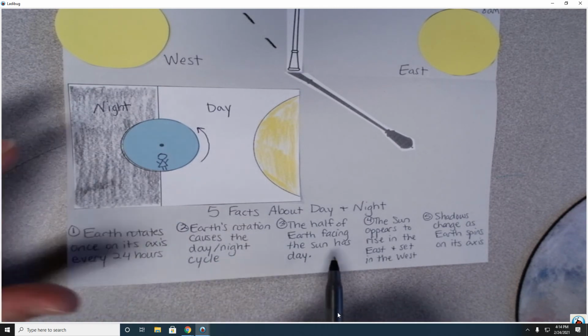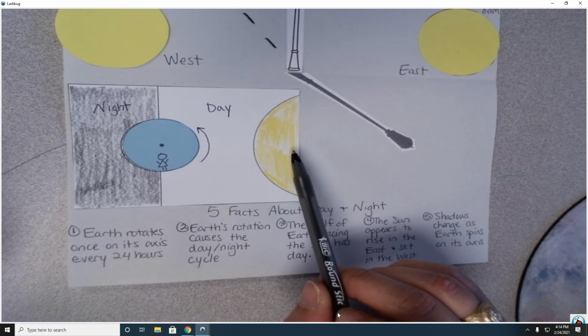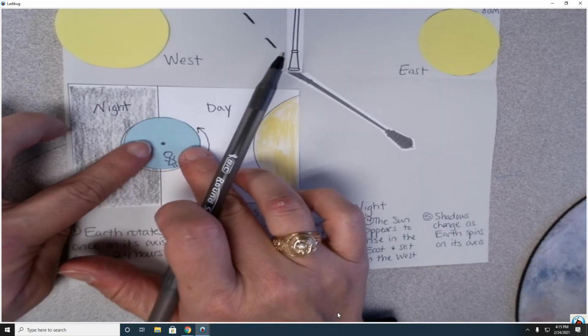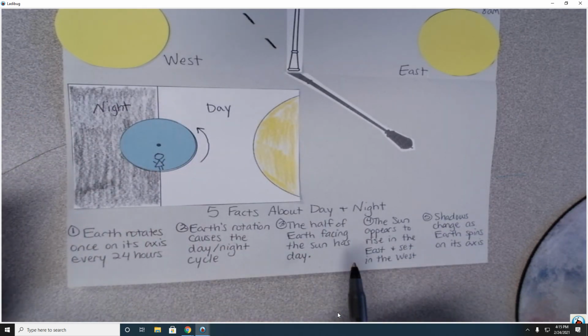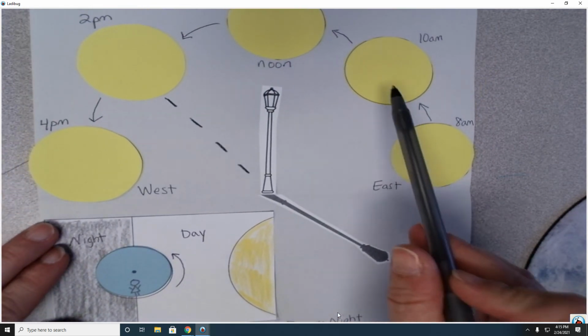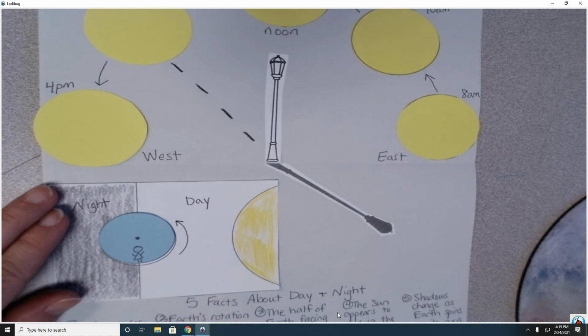We know the sun appears to rise in the east and set in the west. The sun is sitting right here the whole time. It appears to move because we are moving here on the Earth. And then we know that shadows are going to change as the Earth spins, and that's indicated here as it looks like the sun is actually moving across the sky. Our shadows are going to change.